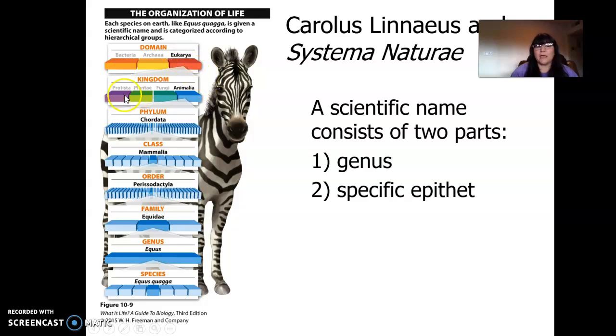Now, under Eukarya, it could be Protista, Plantae, Fungi, or Animalia. This guy's an animal, so under the kingdom Animalia. Under Animalia, it's the phylum Chordata. Chordata means chordates. That means it has a spinal cord. Now, under the Chordata, the class is Mammalia. It's a mammal.